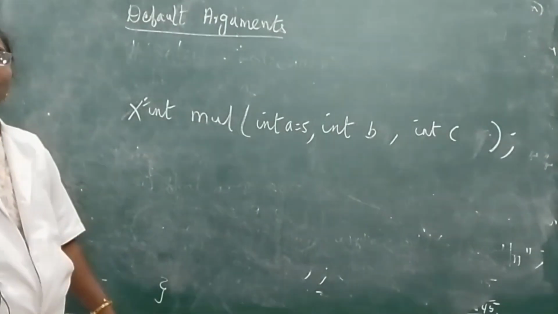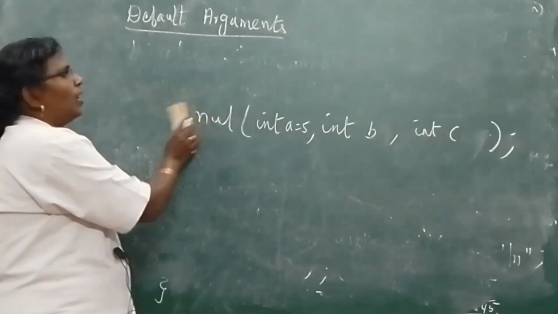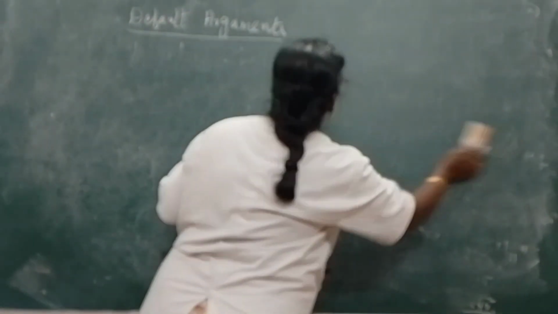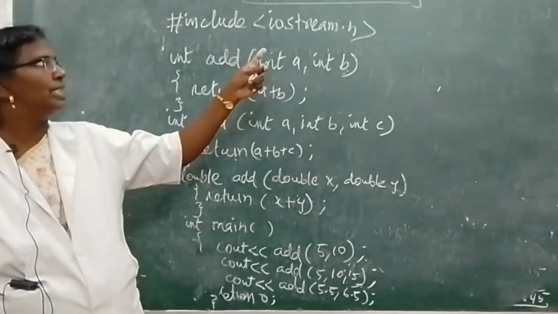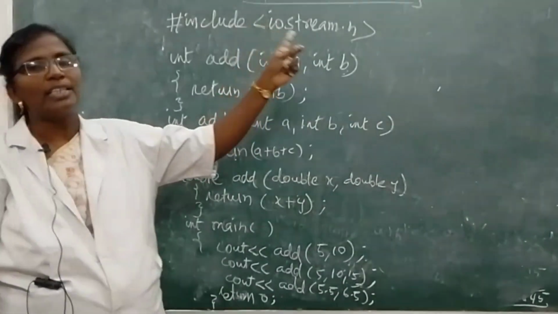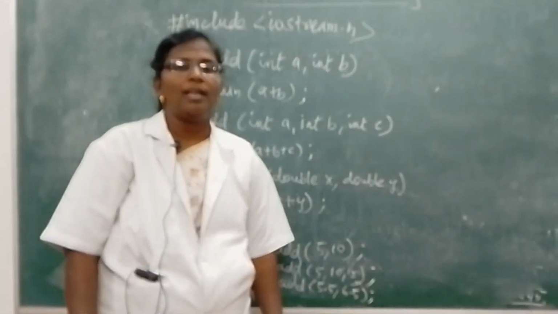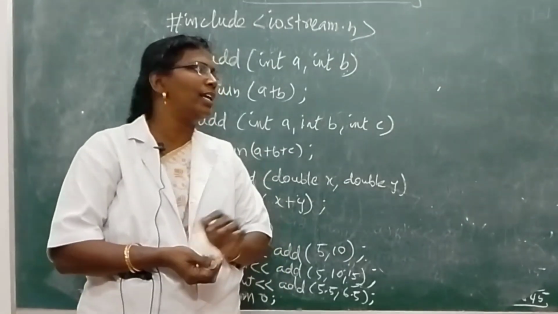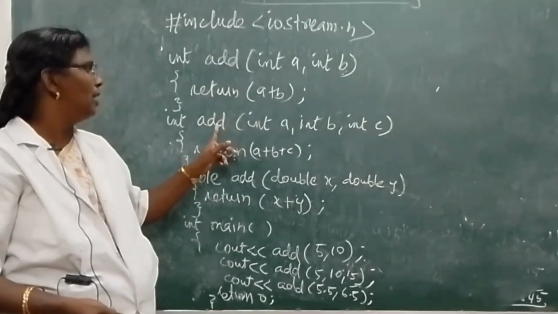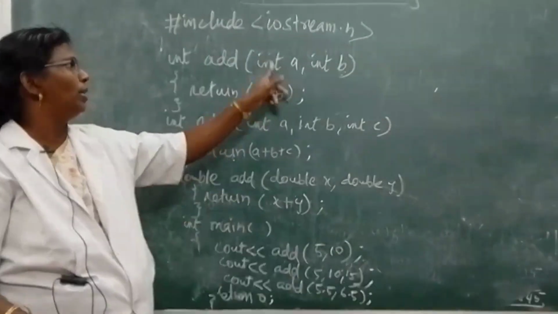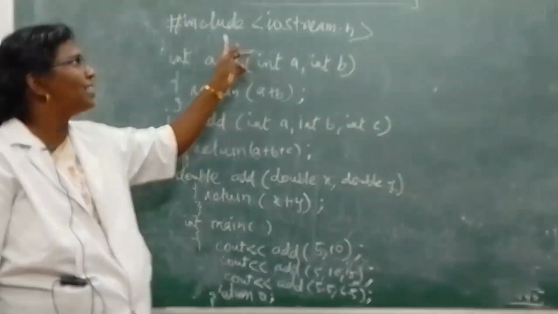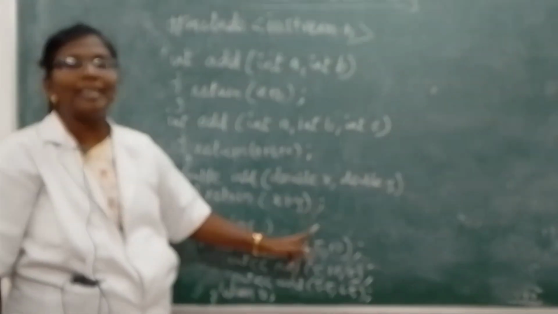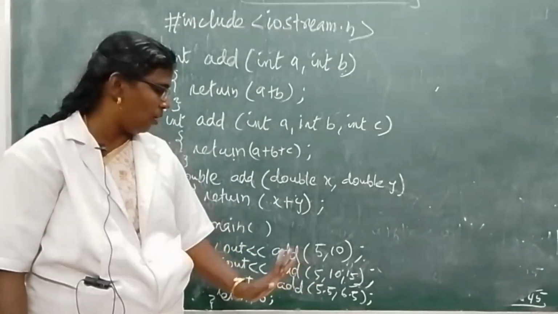So the next we are going to see the concept of function overloading. Now we will see the concept of function overloading. So what do you mean by function overloading? A same function with different arguments and different return types. So based on that, automatically the corresponding function is called here.